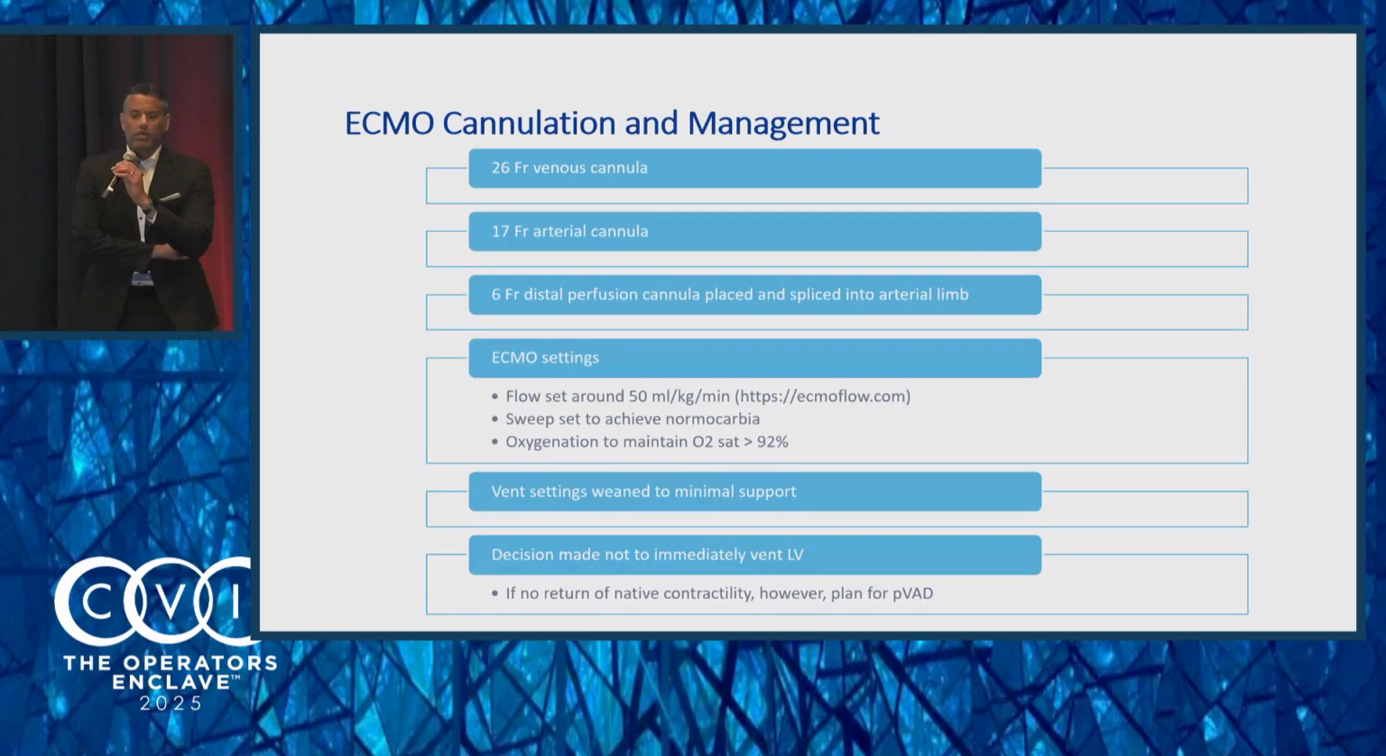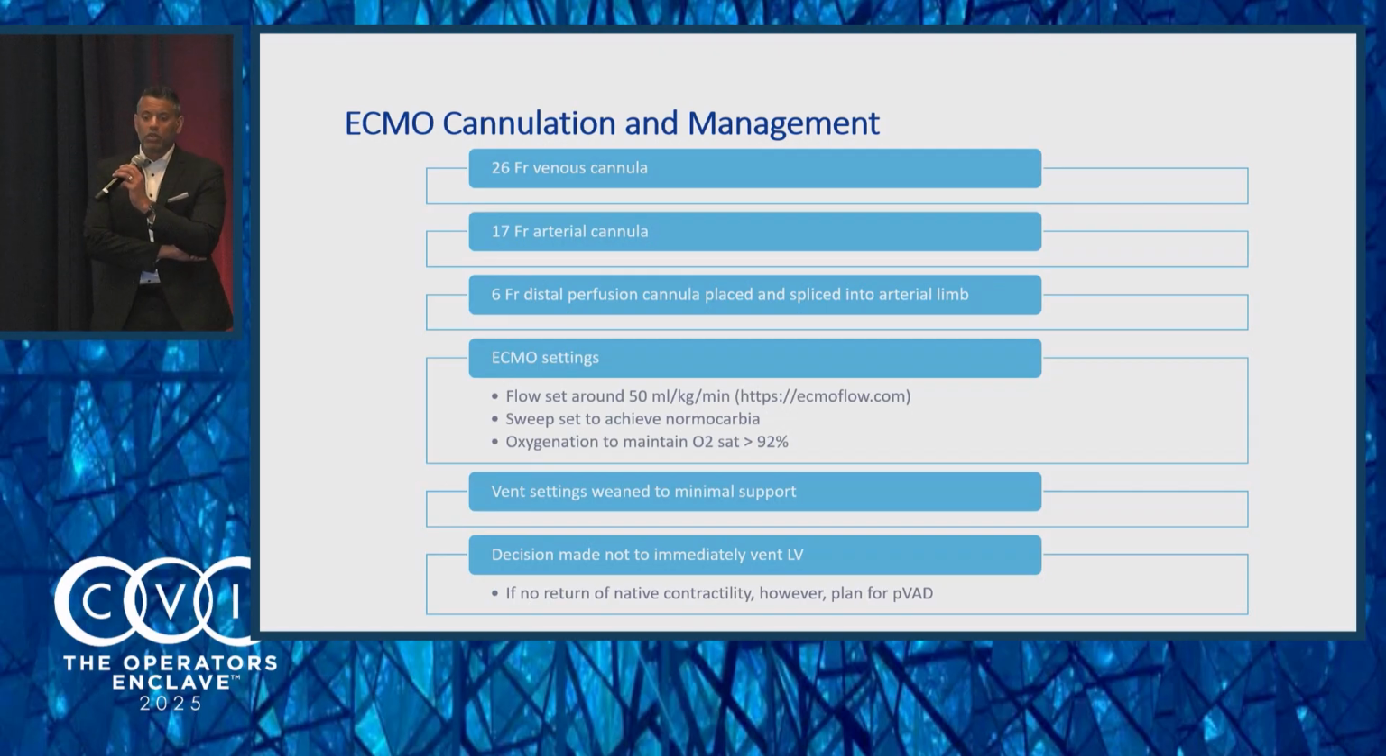Just a couple of notes on the ECMO cannulation and management. We used a 26 and 17 French system, distal perfusion cannula placed, and then we set our flows at about 50 cc's per kilogram per minute, or there's that related ECMO flow website that you can use to calculate goal flow. We set our sweep for normocarbia and maintain oxygenation, obviously avoiding north-south syndrome. We wean our vent to minimal support. Actually, we will move to extubate if we think it's reasonable for the patient to follow commands and stay still.